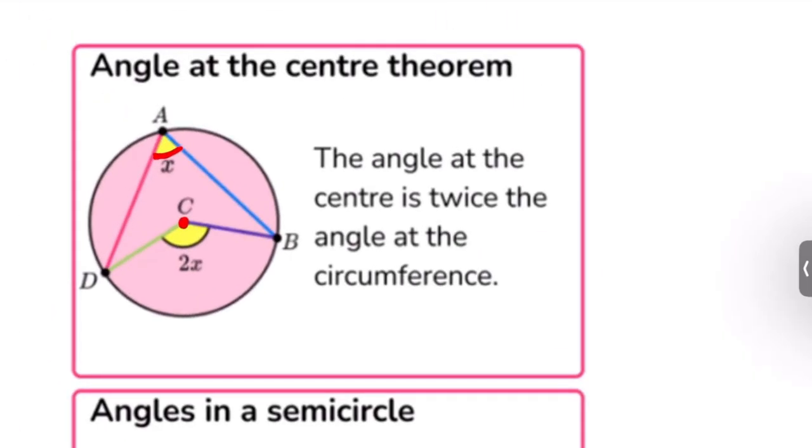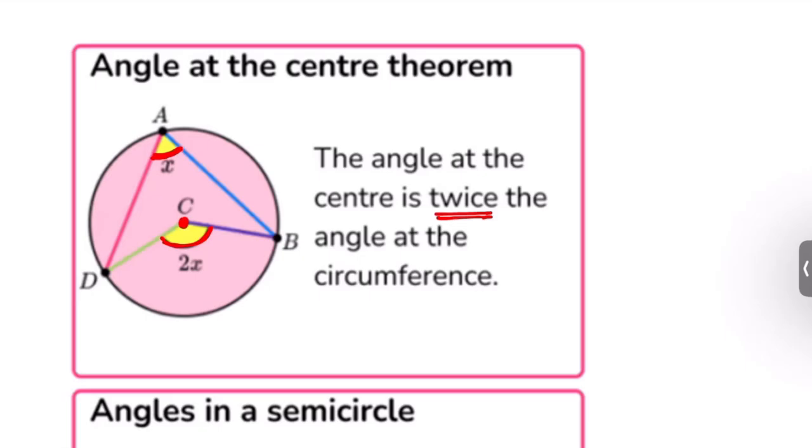In this diagram, we can see that the angle at the circumference, which is angle A, is half the angle at the center, because the angle at the center is twice the angle at the circumference. Don't get them the opposite way around. Many people go wrong by getting that the opposite way around. It's really important that you remember the angle at the center is twice the angle at the circumference.